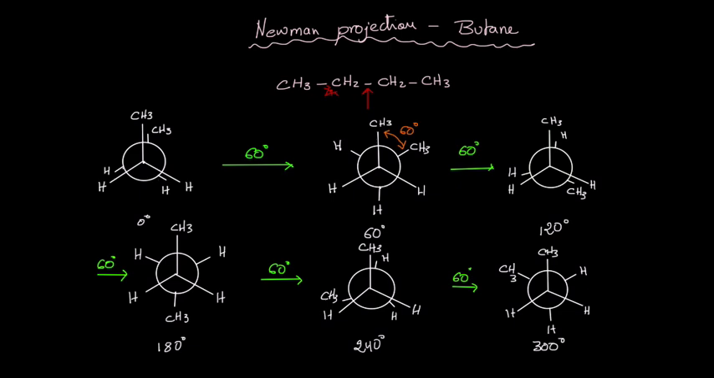Now one more 60 degrees will take me back to the original one, which is the 0 degrees. So here you can simply see that we have 60 degrees in here, we have another 60 degrees in here, and these two are called gauche conformations. So that's gauche and that's gauche. And here I have 180 degrees, and this is called anti-conformation. This is where you have 180 degrees between the two substituents.